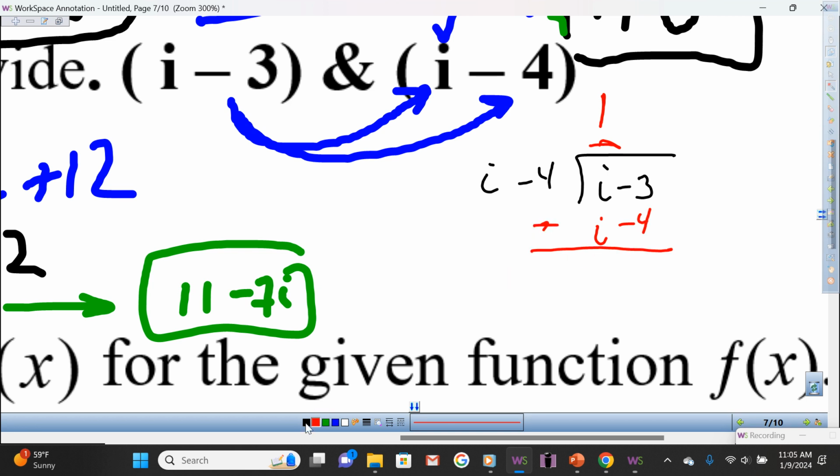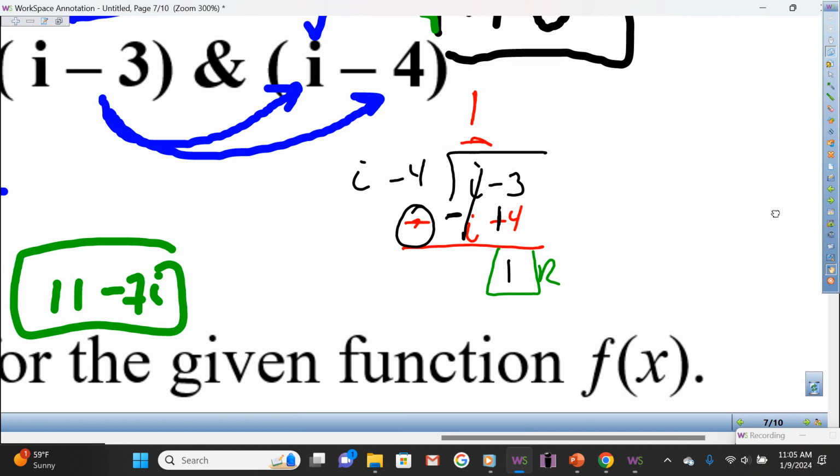1 times negative 4 is negative 4. We subtract. We circle this to remind us to do what? Distribute and distribute. Some of you in your final, you forgot to do the second part. Some of you. So i minus i cancels. 4 minus 3 is 1. And that's my what? My remainder.